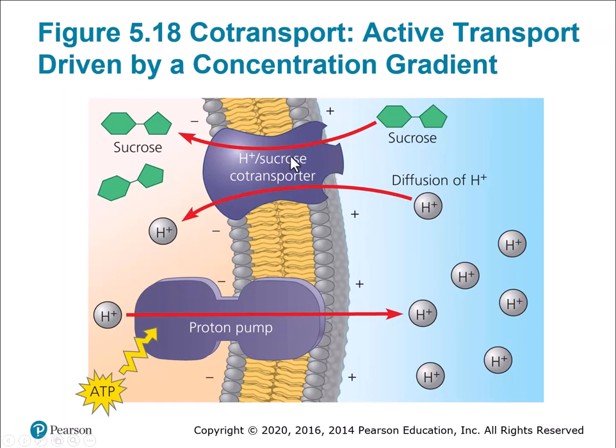So this is a co-transporter. This particular example is a symport. You can also have things move in opposite directions, which would be an antiport. Because it requires the gradient to be built by primary active transport, this is secondary active transport. It happens secondary to the primary active transport.